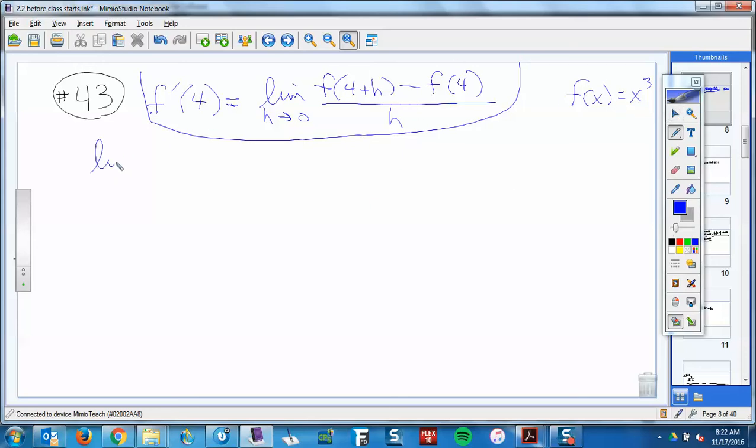So now, limit as h goes to 0. What's 4 plus h cubed? Well, that'd be this right here, right? 4 plus h cubed minus, what's 4 cubed? 64. All over h. Okay, now I'm going to break my own rule here just because of time, and I'm not going to write that limit down. So how do I do 4 plus h cubed?